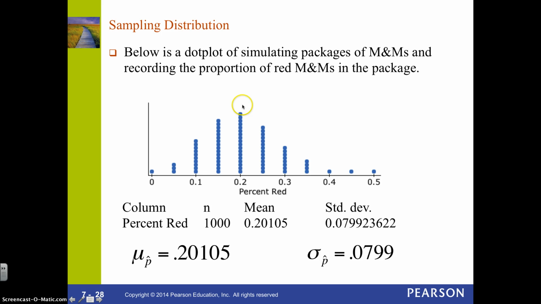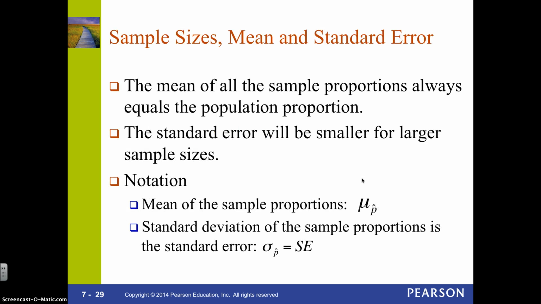If you notice, I have mostly 20% reds in the bags with a little bit sometimes on each side of it. And as you get these extremes, they're not going to happen very often. So this is the example of a sampling distribution. The mean of all the sample proportions would always equal the population proportion.